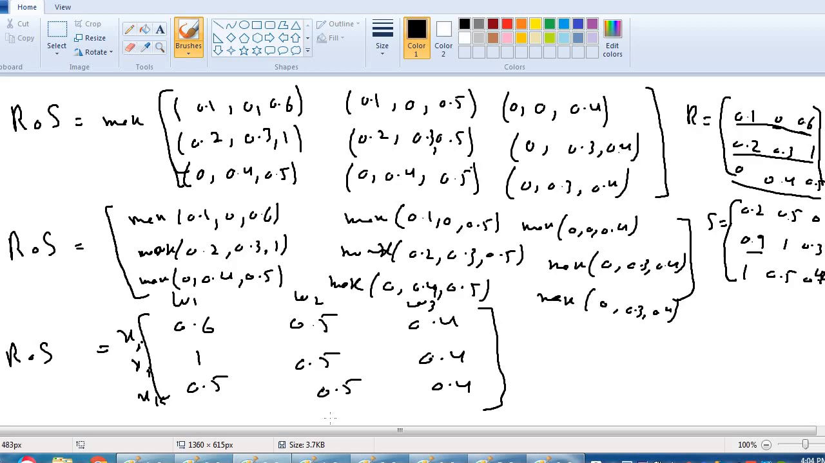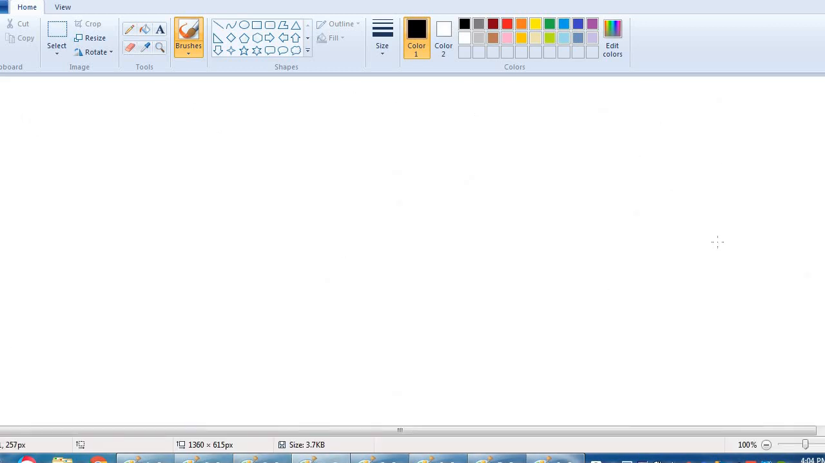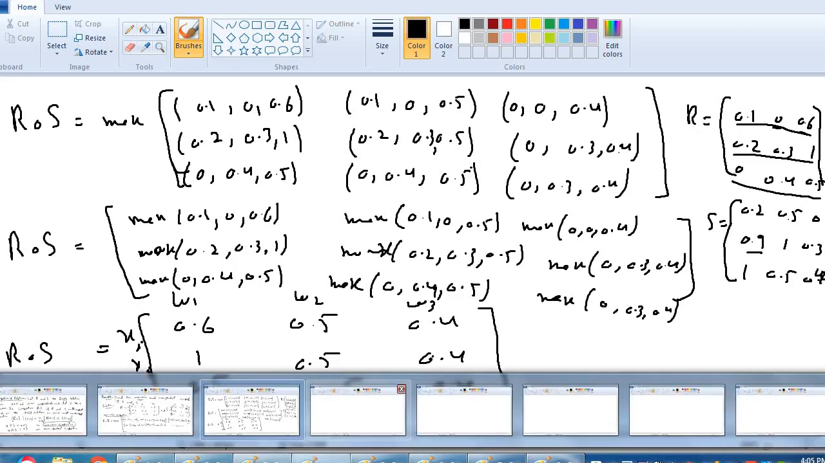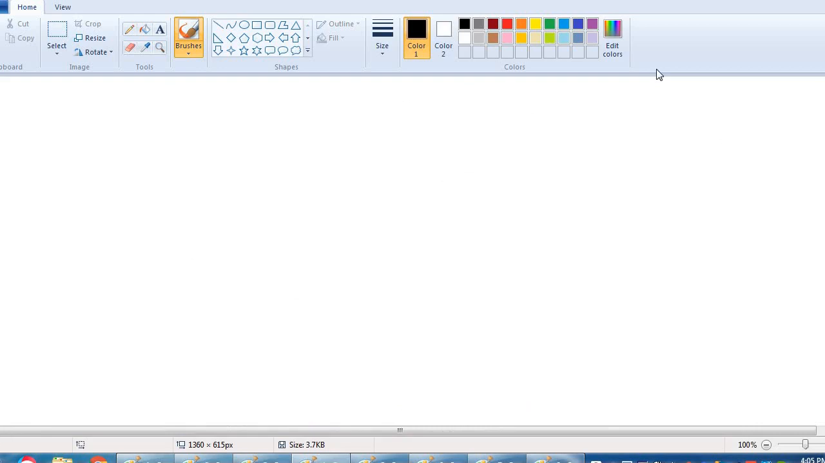Now we solve it for S circle R. We find the R circle S. Now we calculate the S circle R in the same pattern. These are not the same, because when we are taking R circle S, we take our first matrix as R and then S, and when we calculate S circle R, we will have S first and R in second position. Okay. Now we find the R circle S max product.